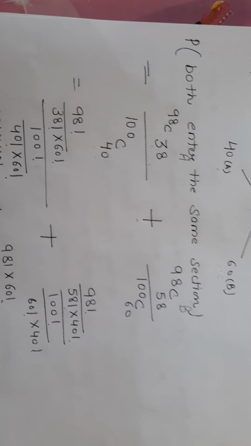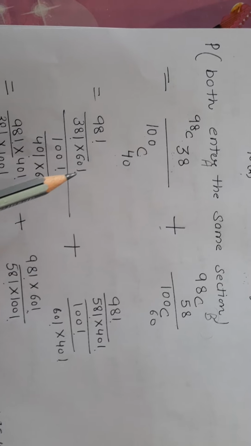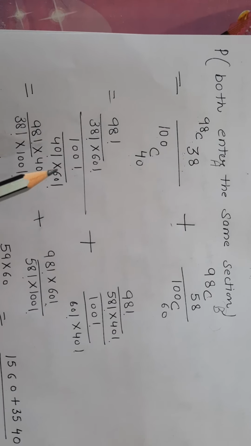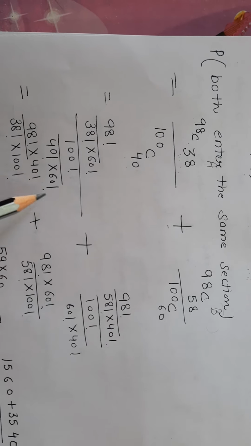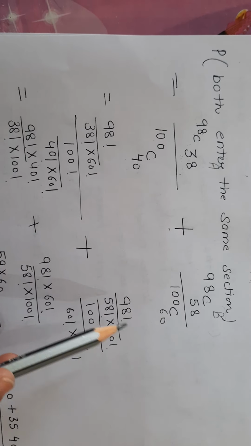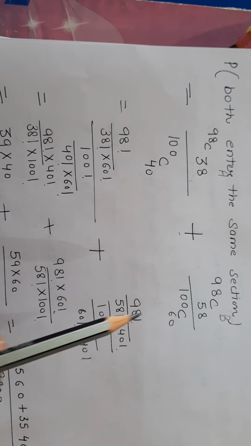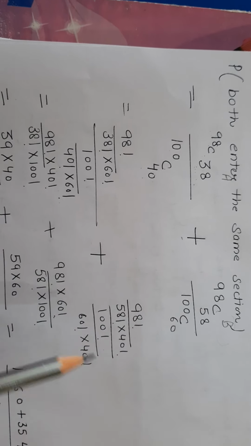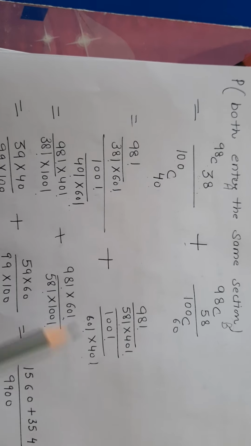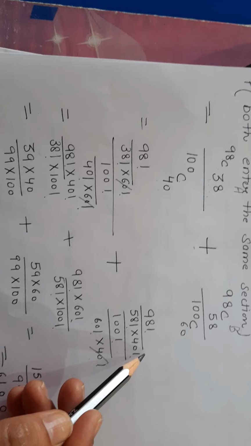Apply the formula of combination. 98 factorial divided by 38 factorial into 60 factorial, here 100 factorial divided by 40 factorial into 60 factorial. Again come to this part. 98 factorial divided by 58 factorial into 40 factorial, divided by 100 factorial divided by 60 factorial into 40 factorial. Here this 60 factorial will be cancelled, and here 40 factorial.